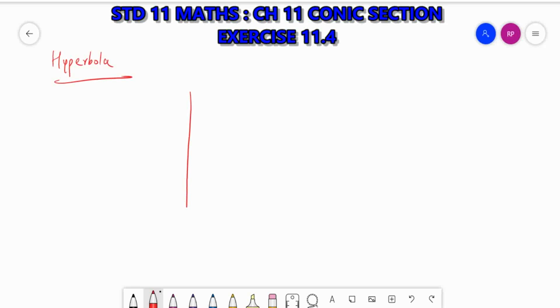Now see, we have already studied that in a parabola the ratio of the distance of all the points from a fixed point to the directrix is equal to 1. In an ellipse, it's less than 1. In a hyperbola, it will be greater than 1. So, this will be the hyperbola.